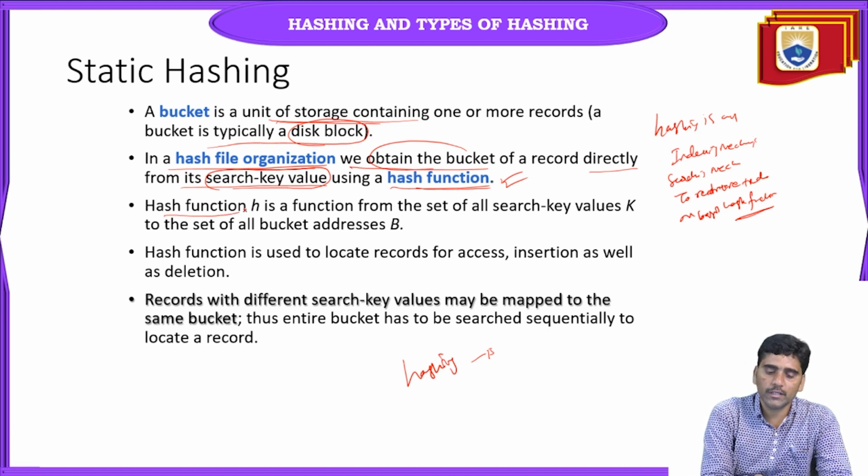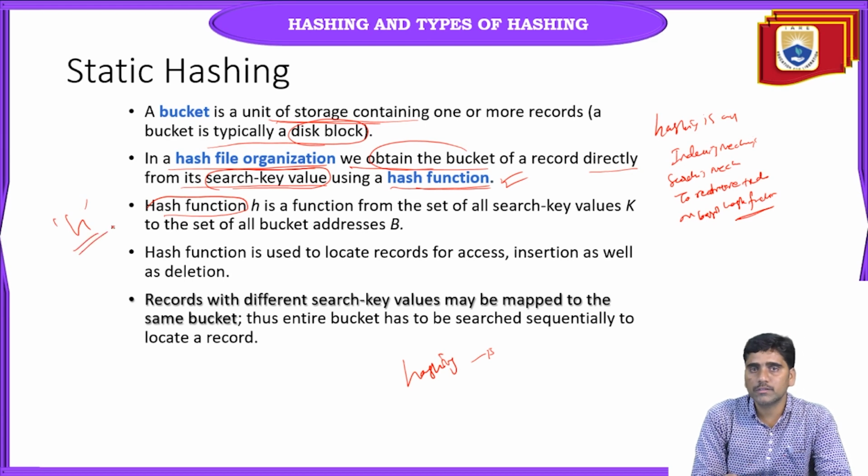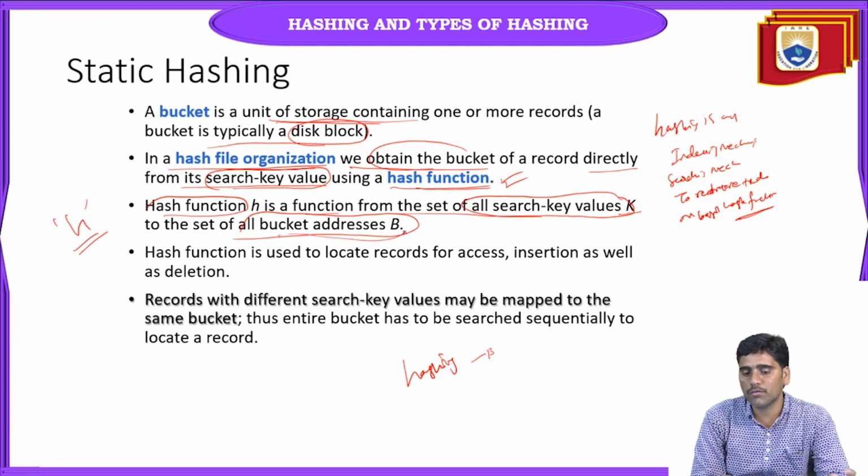The hash function is denoted by the symbol H. Hash function H is a function from the set of all search key values K to the set of all bucket addresses B. So it contains the address of the next records as well as the search keys.